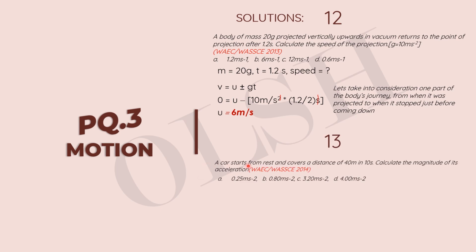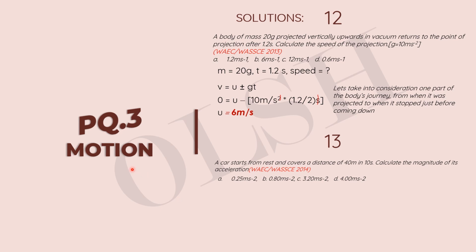A car starts from rest and covers a distance of 40 meters in 10 seconds. Calculate the magnitude of its acceleration. Okay, so we have variables to be initial velocity 0, because of course, the car starts from rest. So our initial velocity is 0. Our distance is 40 meters and time 10 seconds. Okay, and we're asked to find acceleration.